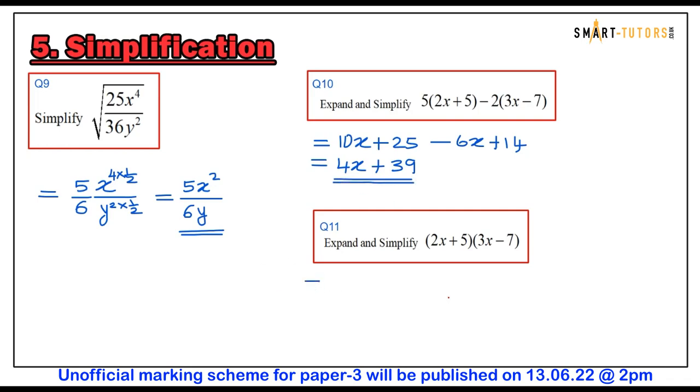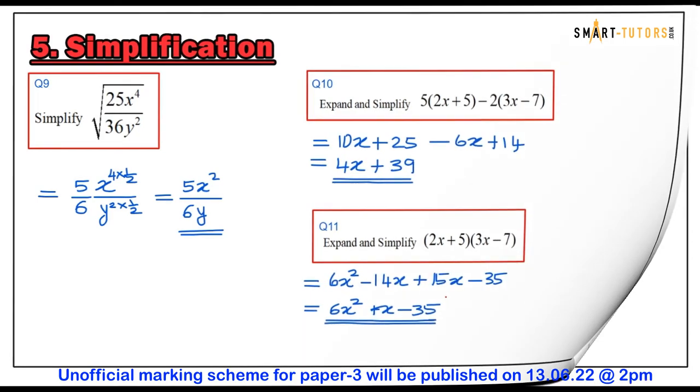Question number 11, expand and simplify. Double bracket, so you need to multiply 2x times 3x, which is 6x squared. 2x times minus 7 is minus 14x. Plus 5 times 3x is 15x. And 5 times minus 7 is minus 35. So simplify this one: 6x squared, minus 14x plus 15x is just x, minus 35. That is the answer for question number 11.